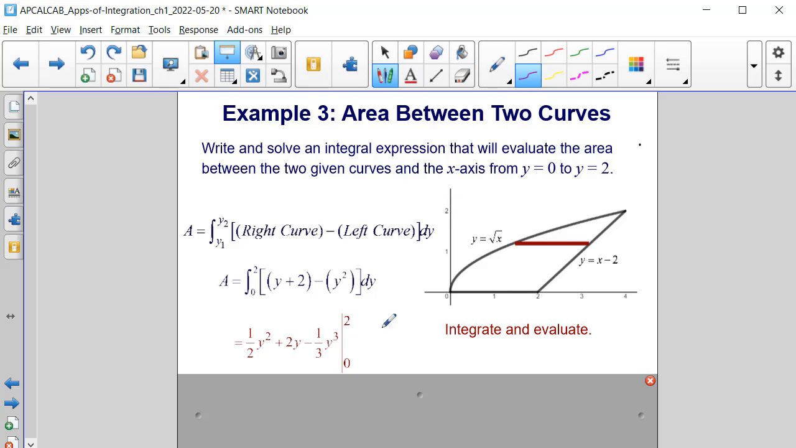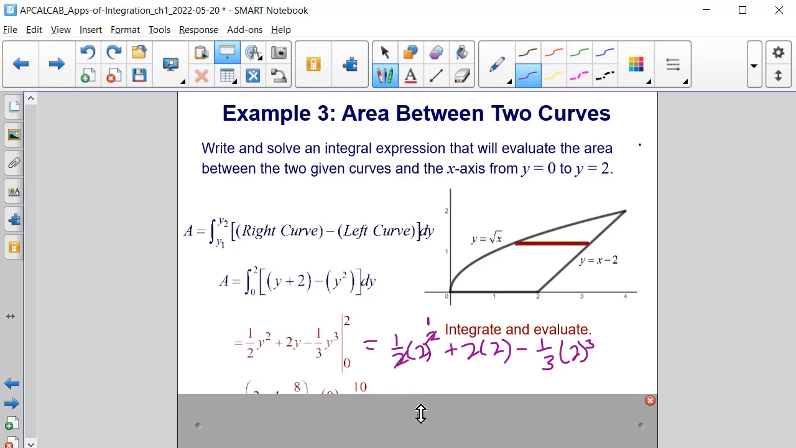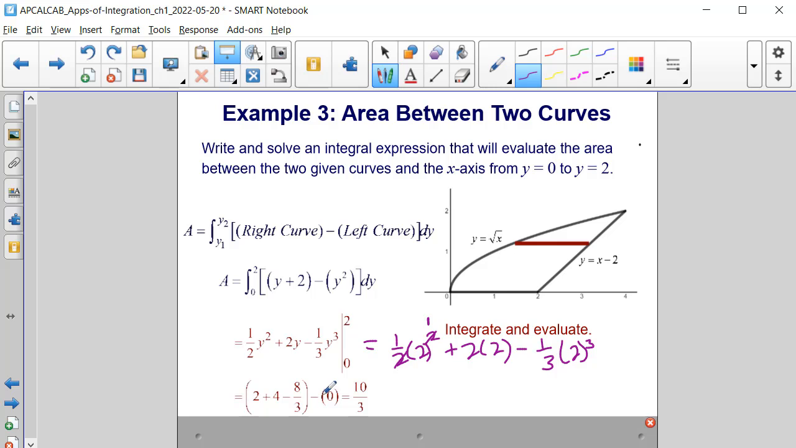And when we do that, we'll have 1/2 times 2 squared plus 2 times 2 minus 1/3 times 2 to the third. So 1/2 and the second power can be replaced by 2 to the first, which is 2, plus 4 minus 8/3. And then we're going to subtract from that. If we substitute 0 into all of these, it will just be 0. And then when we evaluate, our final answer will be 10/3.